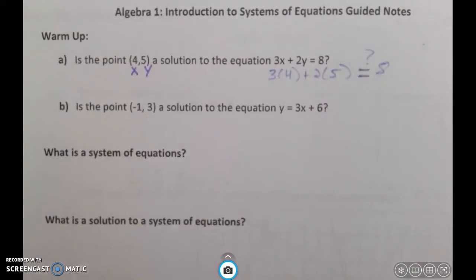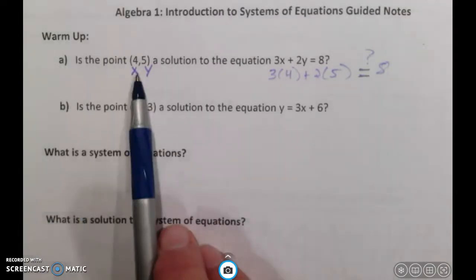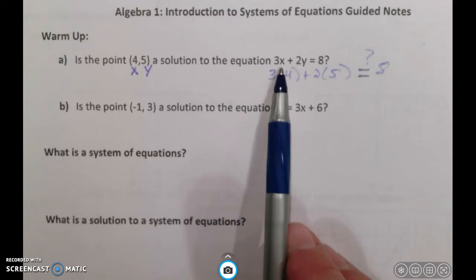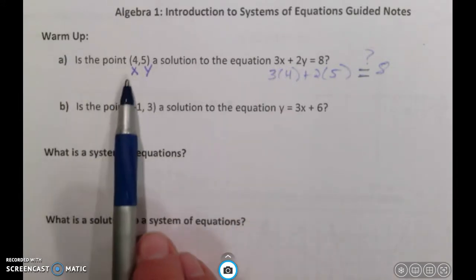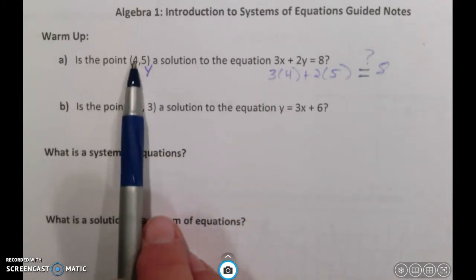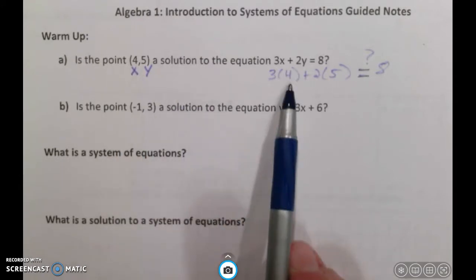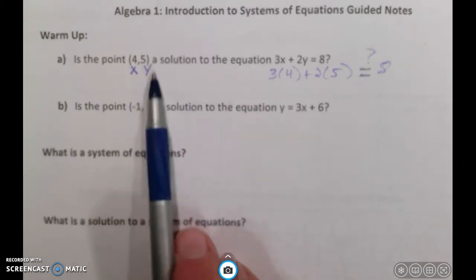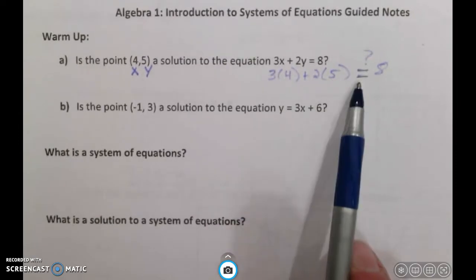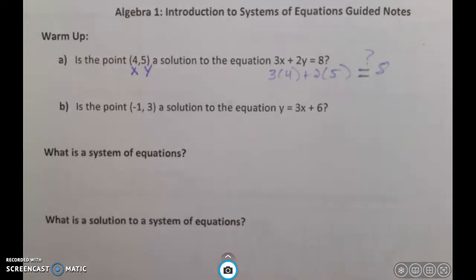Okay, here we are, Algebra 1, Introduction to Systems of Equations, Guided Notes. For the warm-up, you're testing to see whether a point is a solution to an equation. In order to do so, you're going to put the x value of 4 in place of x into the equation, and the y value of 5 in place of y into the equation, and test whether it's true. When you're done, give B a try. So pause this video and come back on when you're ready.